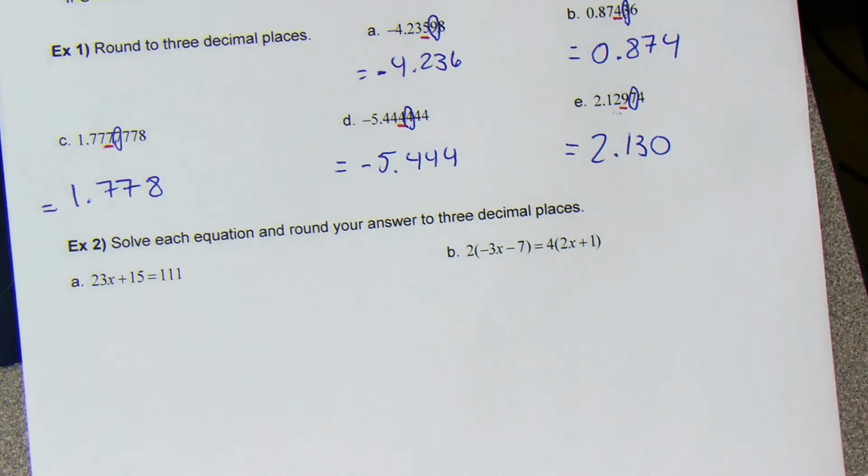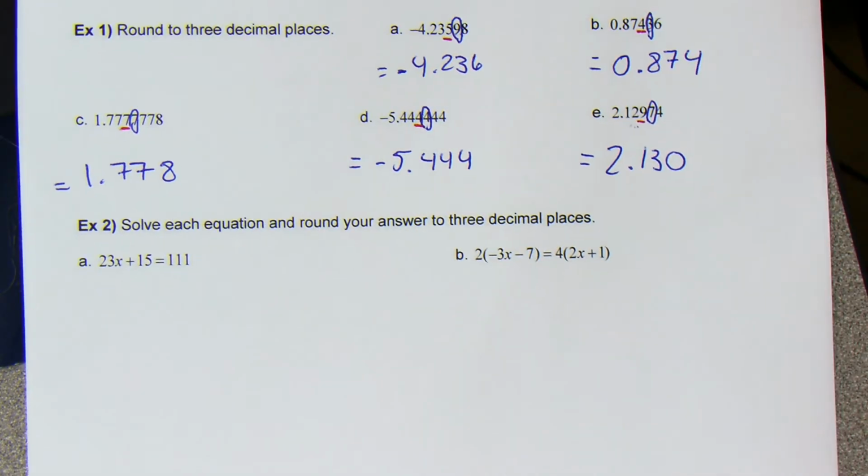Okay. So let's take a look at example 2. Now we are solving equations and rounding to the nearest decimal place. Okay, so now we're solving equations just like we were last week, but our answer will not be a whole number. So we'll need to round to 3 decimal places.